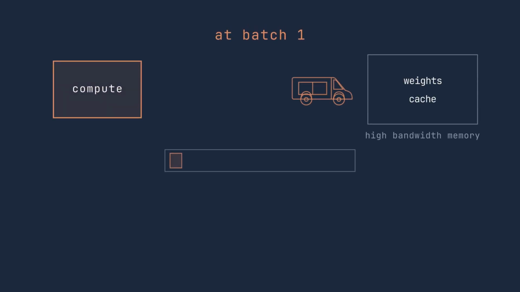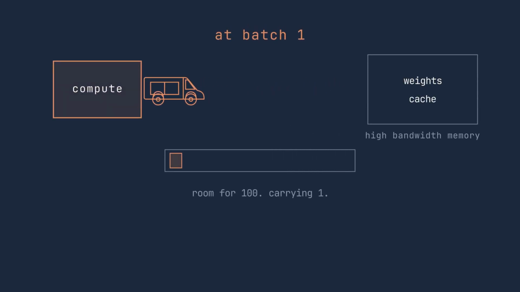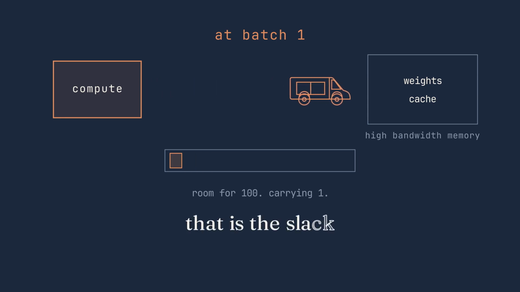So let's put a number on how wasteful that actually is. At batch 1, a decode step costs you roughly the same whether it produces one token or 100 of them. So what happened to the other 99? Nothing at all. Your van drove the entire route out and back and delivered a single parcel. That slack is real, right? It's sitting in your system this second being paid for and delivering almost nothing.